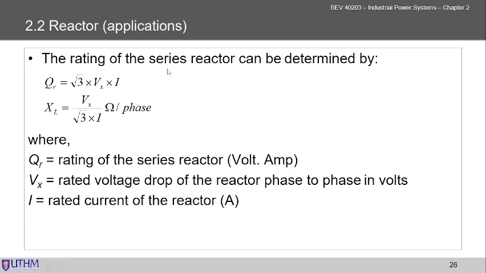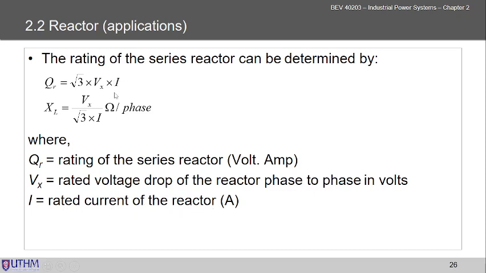The rating of the series reactors can normally be determined by QR, where R is the reactor. QR is equal to square root 3 times Vx times I. So what is the Vx? Vx is not the rating, but is the rated voltage drop of the reactor phase to phase in volts. Okay, which is the voltage drop. It's not the voltage rating of the reactor. And I is the rated current of the reactor.